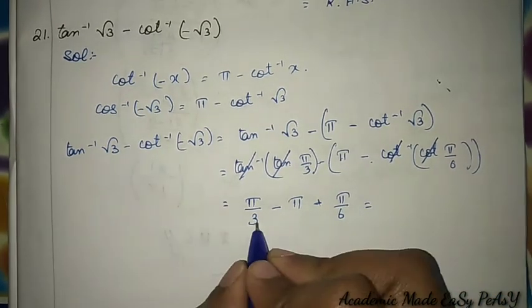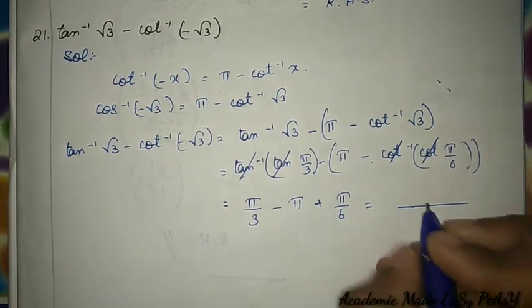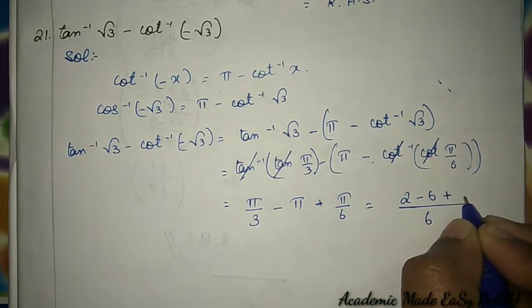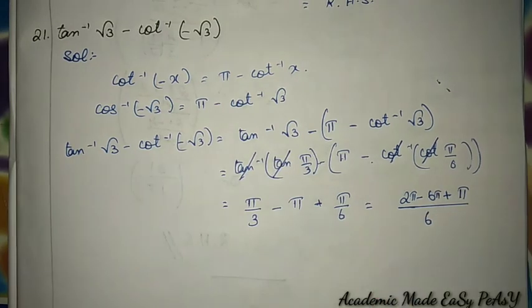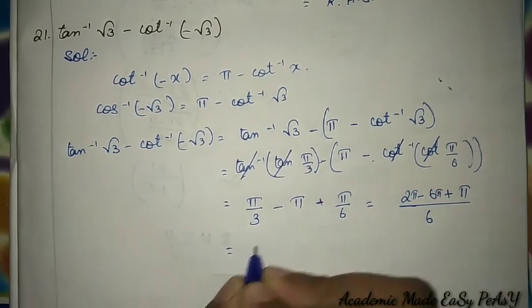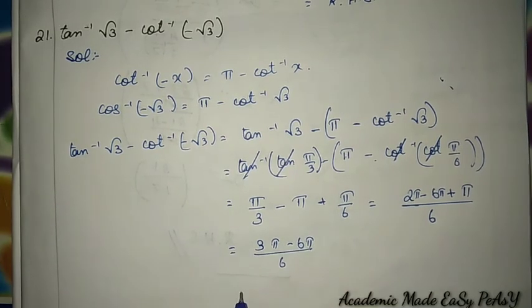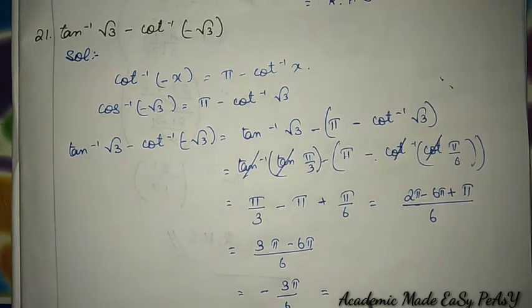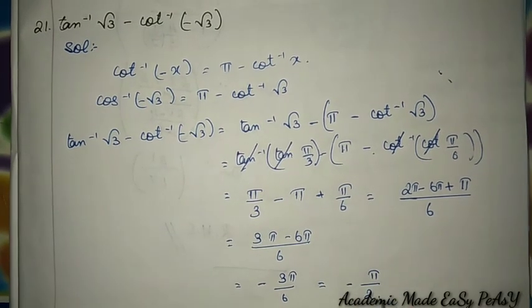So I will take LCM. So when I take LCM, LCM is 6. So 2 pi minus 6 pi plus pi. So here I will have 3 pi minus 6 pi by 6, where it is minus 3 pi by 6. So which is equal to minus pi by 2. This is my answer.